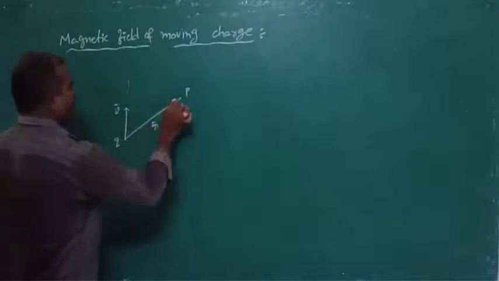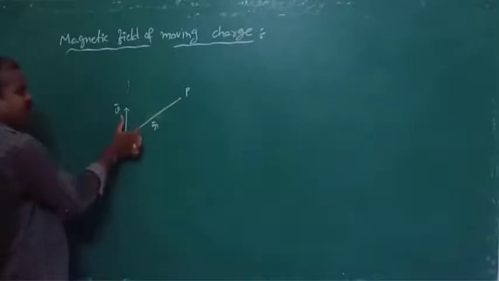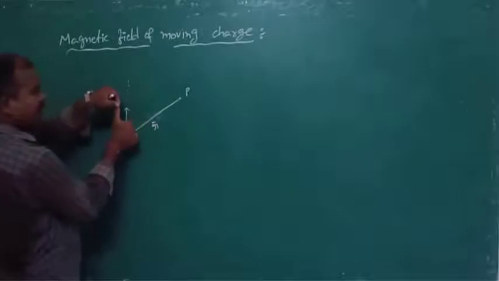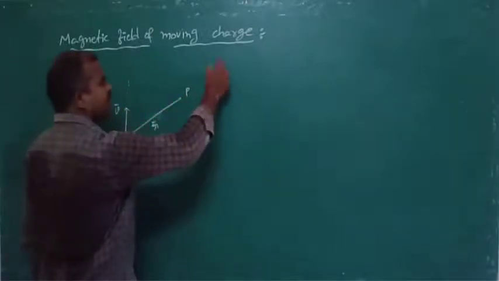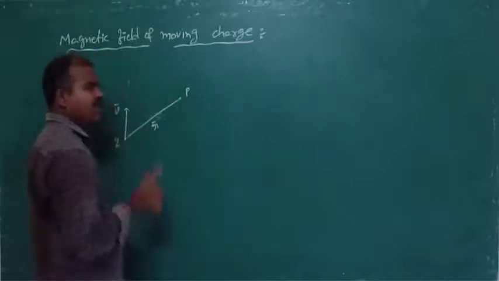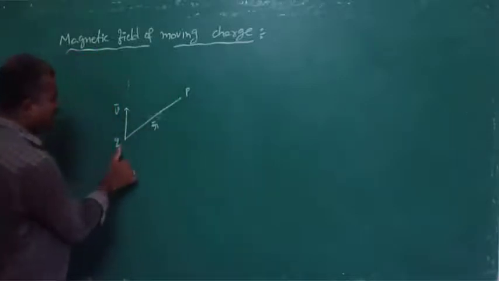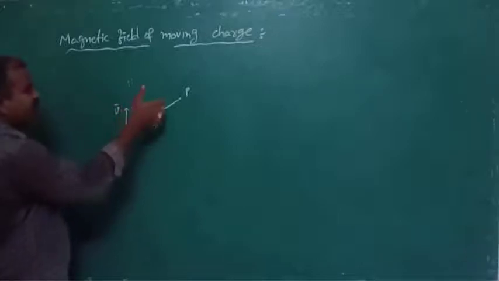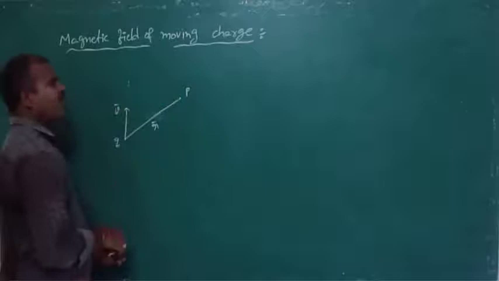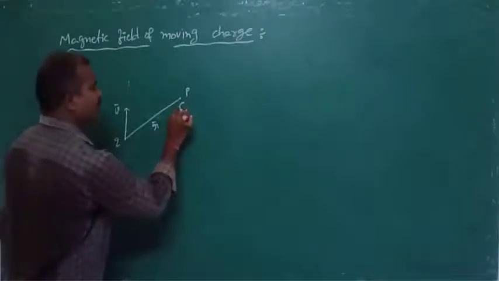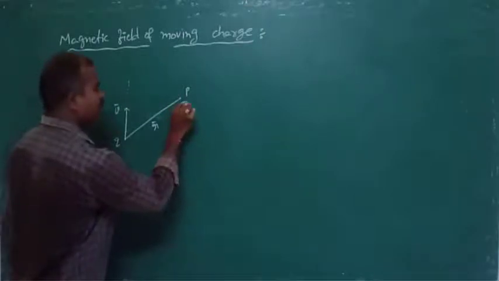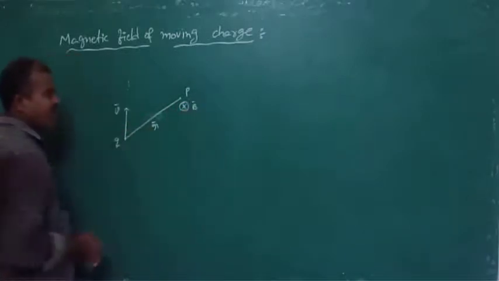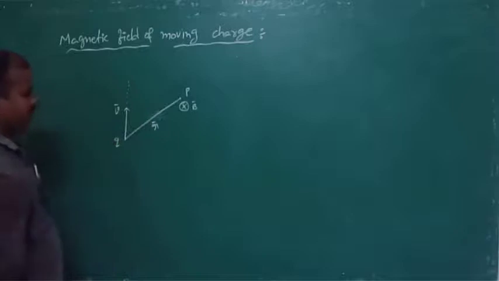Now, a positive charge is moving here. A positive charge means the direction of current. In the previous concept we discussed that the direction of current is the direction of positive charge. Here the positively charged particle is moving with speed v. At this point P the magnetic field direction is into the plane of the paper.